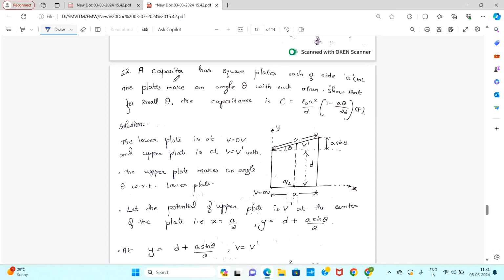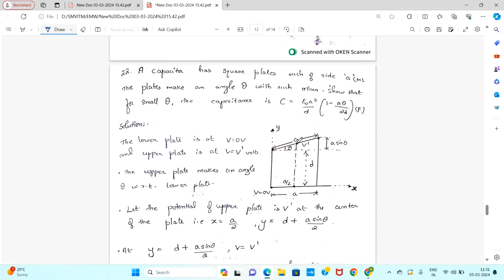So the last problem: a capacitor has square plates, each of side a meter, and the plates make an angle theta with each other. So there are two square plates, okay? One of them is placed at the origin, or x equal to 0. The other plate is at some other distance, okay? So this is one plate, this is the other plate. Both the plates are of size a meter, the side is a meters.